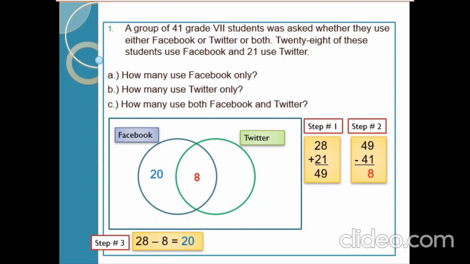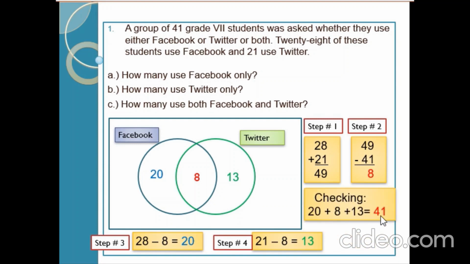Now, next given, 21 use Twitter. So, 21 minus 8 is equal to 13. Now, let us check if these numbers will add to 41.